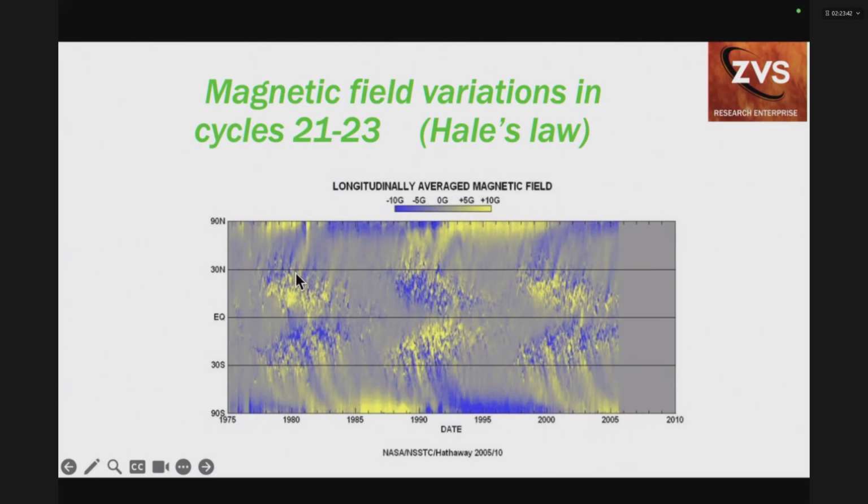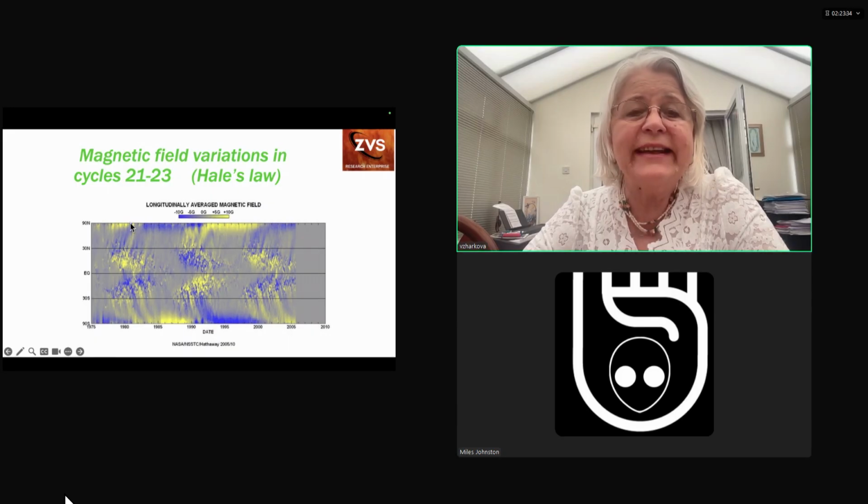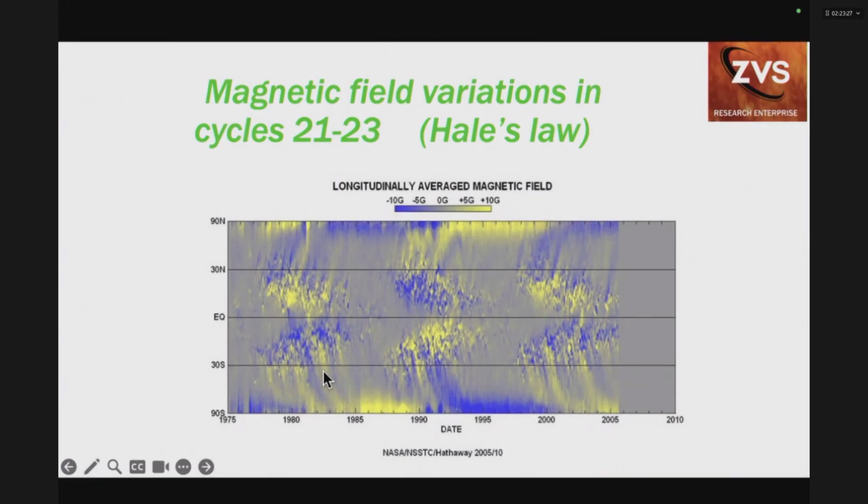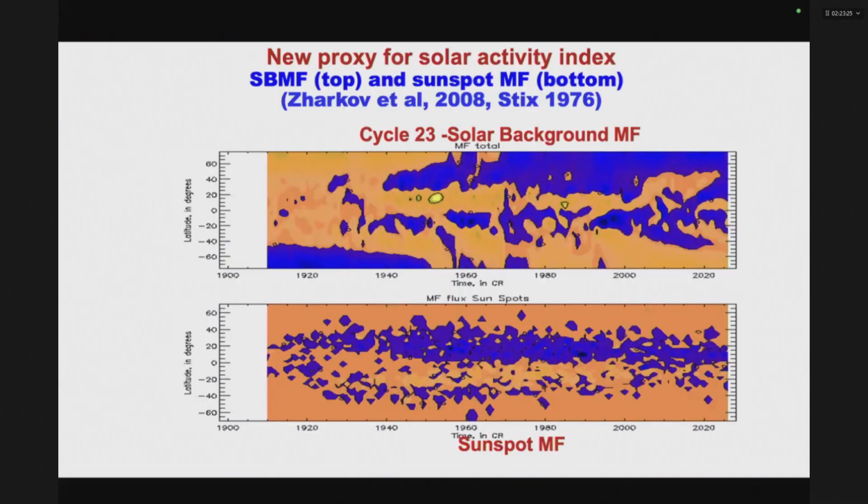So they move like butterfly diagrams, and this shows how the polarity changes because some sunspot or some magnetic field leaks towards the poles and changes the pole polarity, as I showed in the previous cartoon. Based on this, knowing that the background magnetic field changes in a similar way to the magnetic field of sunspots, we wanted to compare how exactly they change.